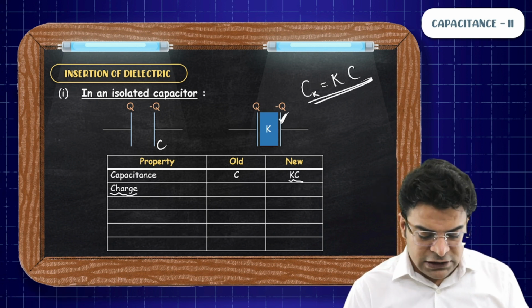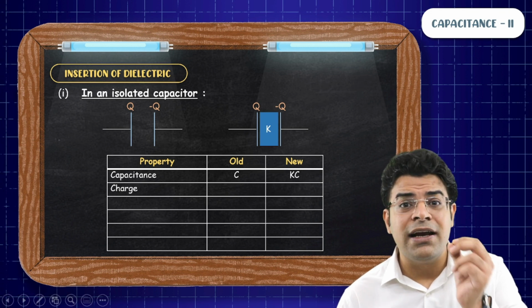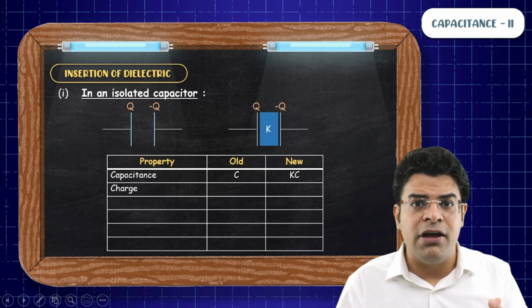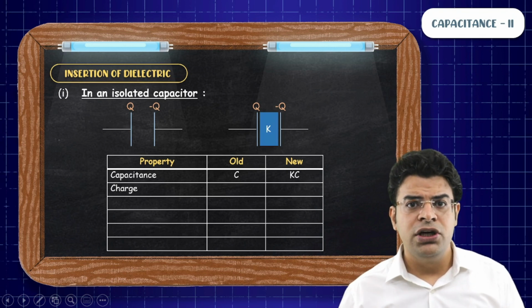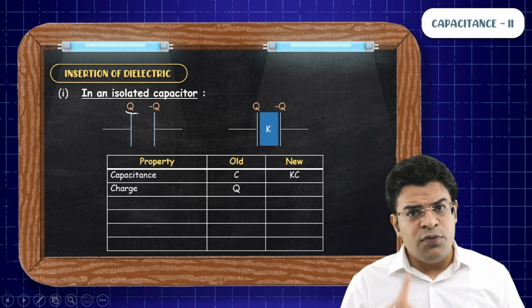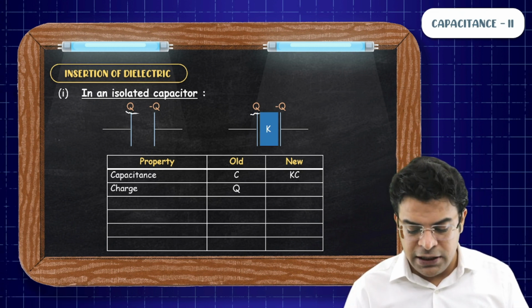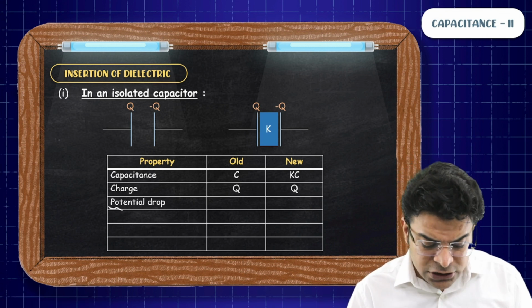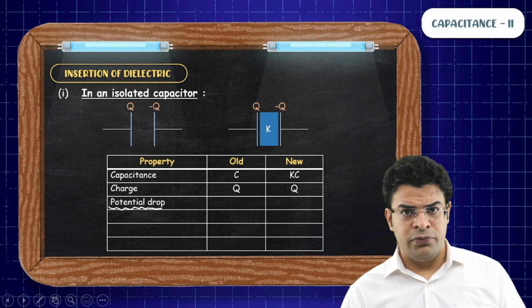What happens to the charge? Sir, it's an isolated capacitor, not at all connected to anything. So the charge can't go anywhere, from the principle of conservation of charge. If the initial charge on the capacitor plate is Q, then the final charge on the capacitor plate also has to be Q.